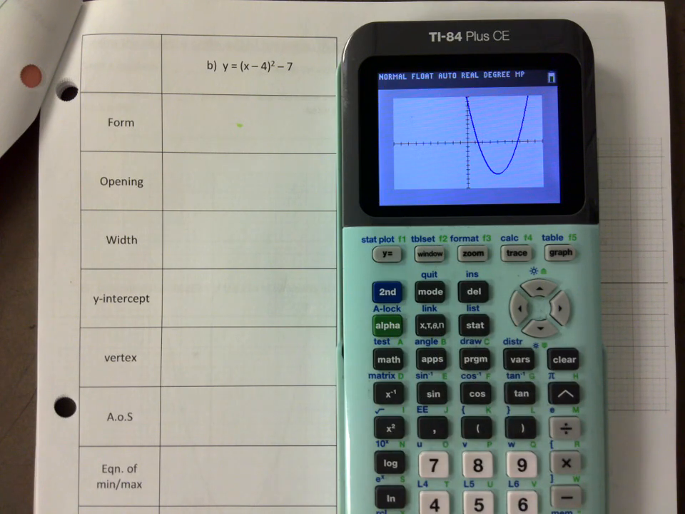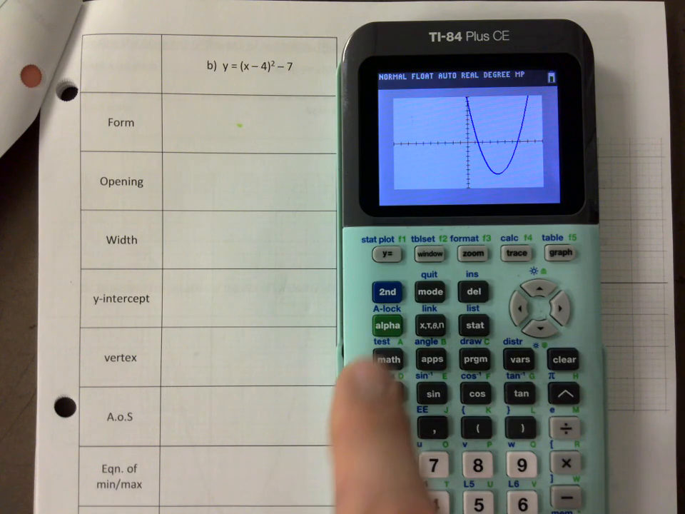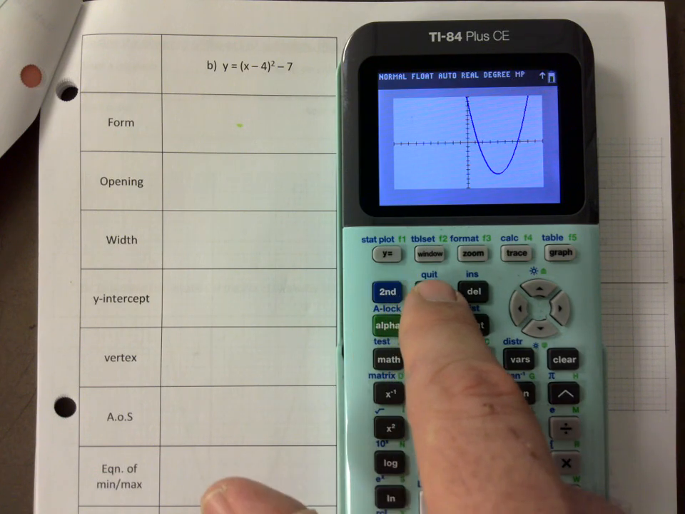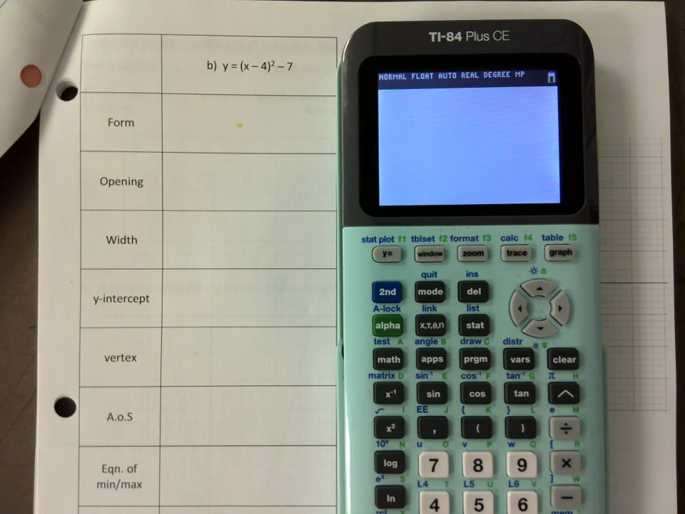Another thing, okay, listen carefully to this part. If you're ever lost somewhere and you want to go back to the home screen, you just go second mode, right? It quits, gets you to the home screen. That's always important to remember, okay?